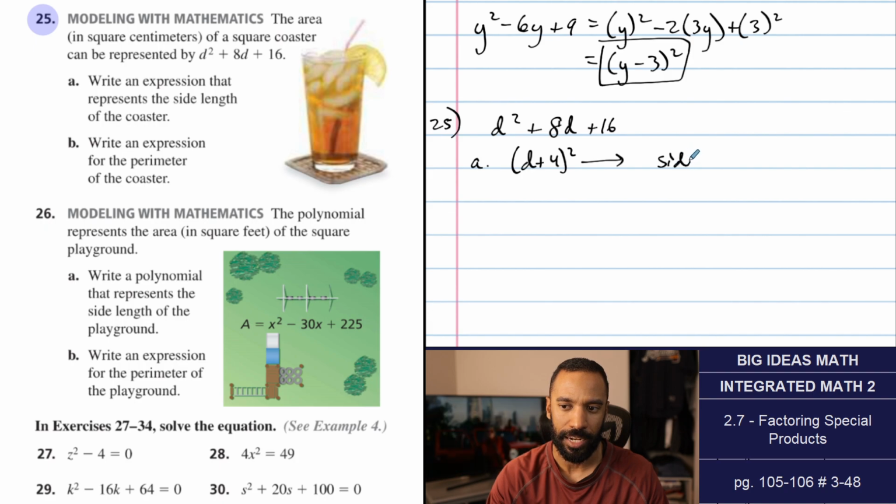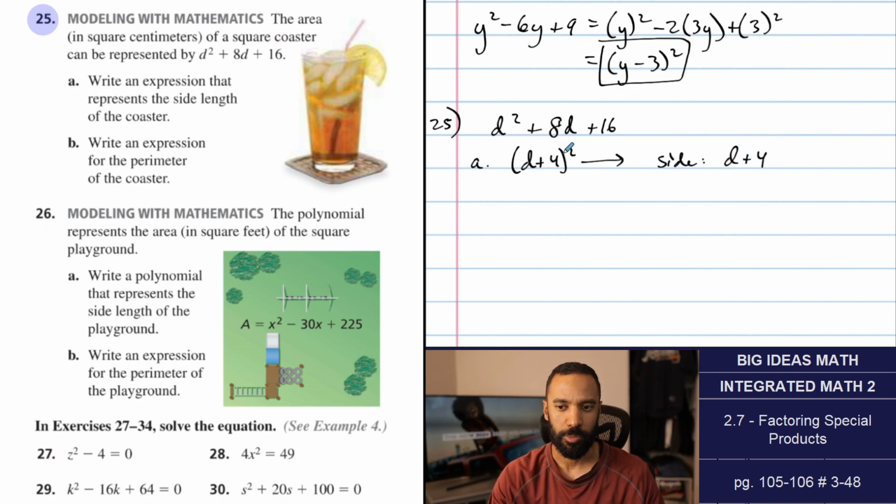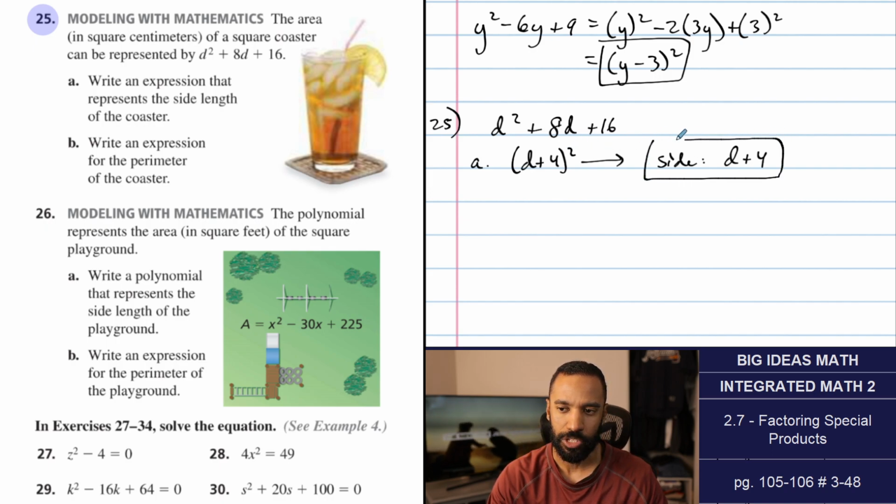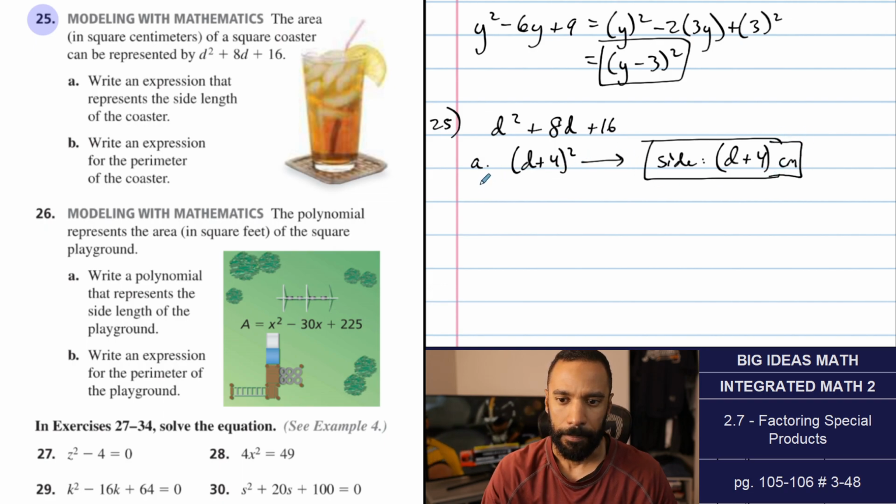That's the factorization. It says that represents the side length of a coaster. So a single side would just be d plus 4. Two d plus 4s multiplied together becomes that. This is the answer for the length of one side. This is in centimeters, so I'm going to put centimeters for this answer. They, of course, would want something like that: d plus 4 centimeters.